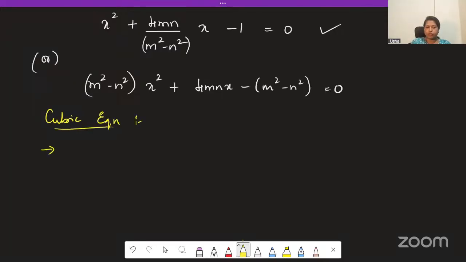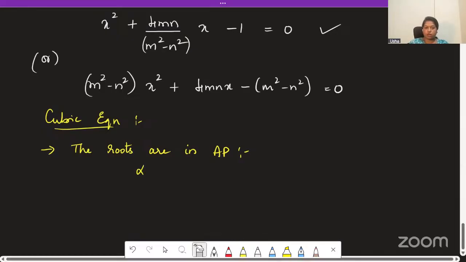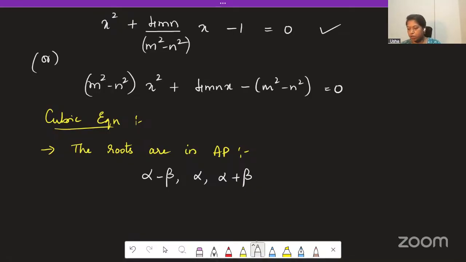If they give that the roots are in AP, suppose they give like this, then take the roots as a minus b, a, and a plus b, or take alpha and beta, alpha minus beta, alpha, and alpha plus beta. Only if you take like this, you will be able to arrive at the solution. Otherwise, you can't.